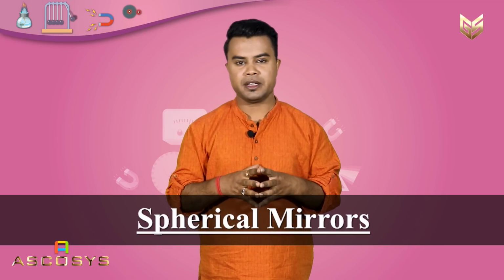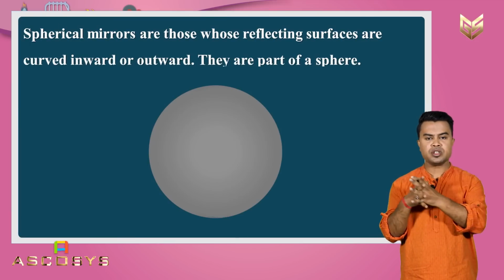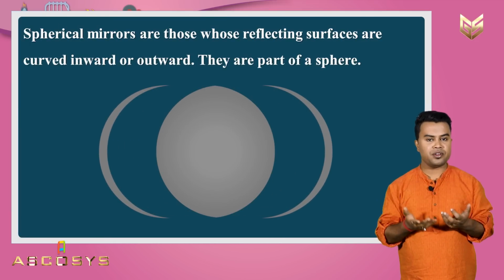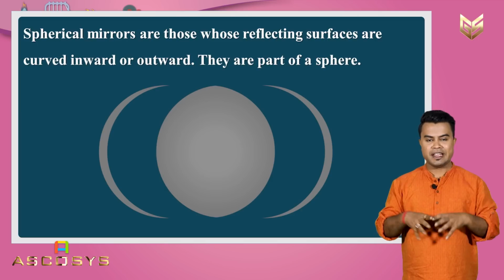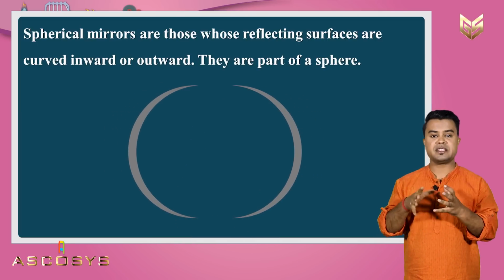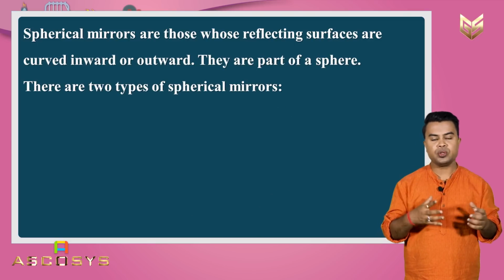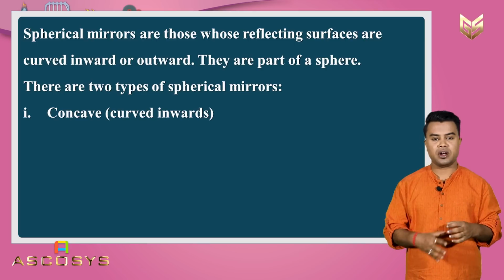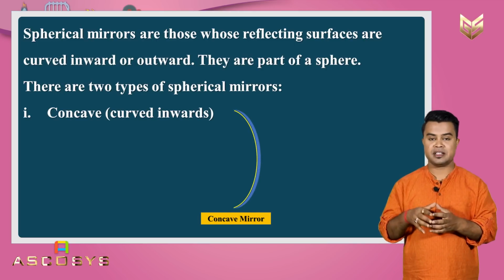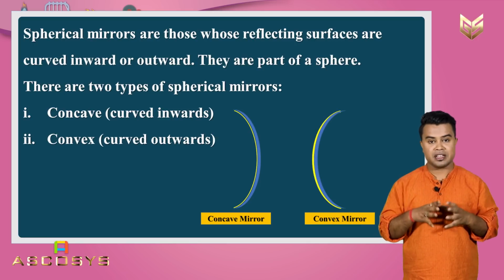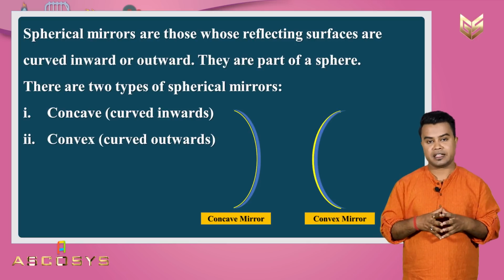Students, in this part we are going to discuss spherical mirrors. What are spherical mirrors? Spherical mirrors are those reflecting surfaces whose surfaces are either curved inward or outward. It is a sphere actually, or the sphere is cut into pieces. Now, based on this, there are two types of spherical surfaces. One is called concave, where the curved inward part is the reflecting surface, and convex, where the outward part is the reflecting surface.